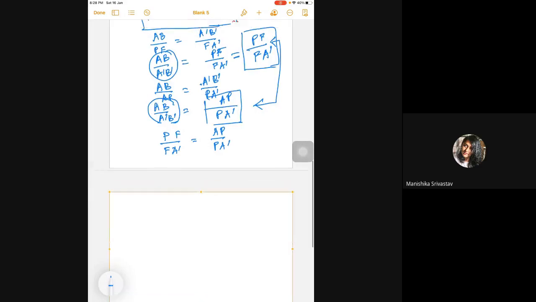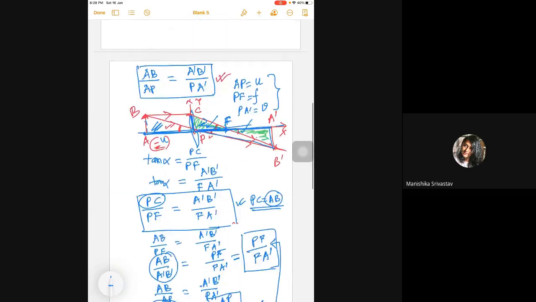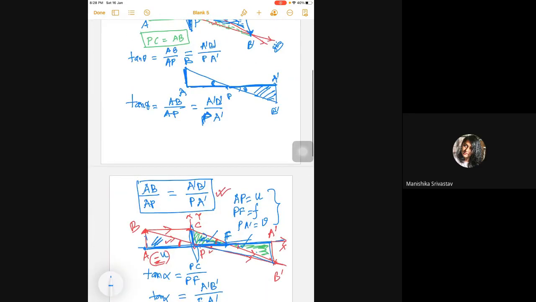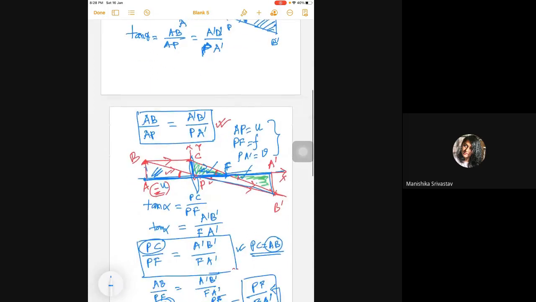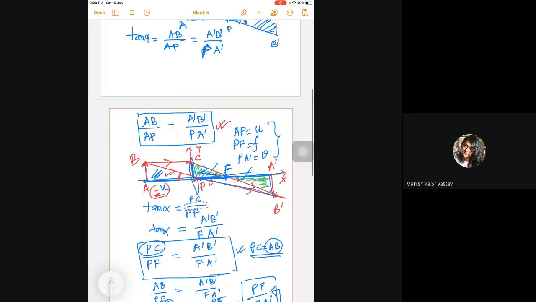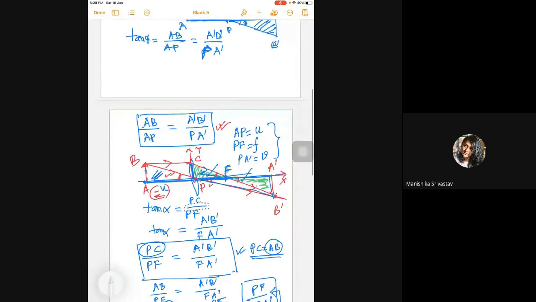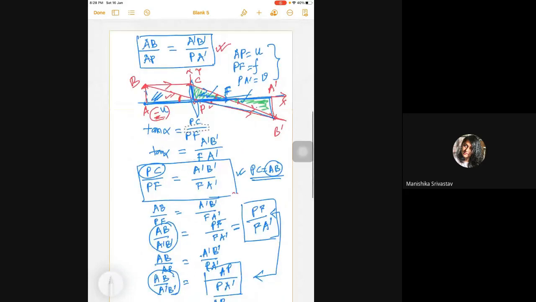See, this one is clear, right? AB by AP equal to A dash B dash by P A dash. Got it? And this part is also clear: PC by PF equal to A dash B dash by F A dash. Yes, sir. It's clear.